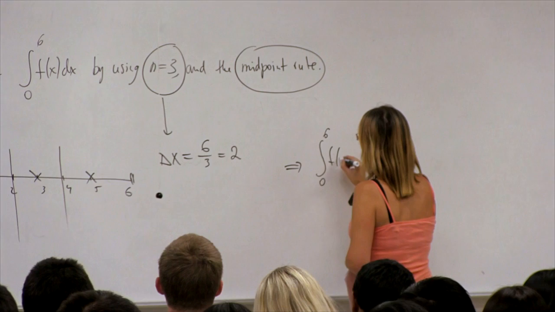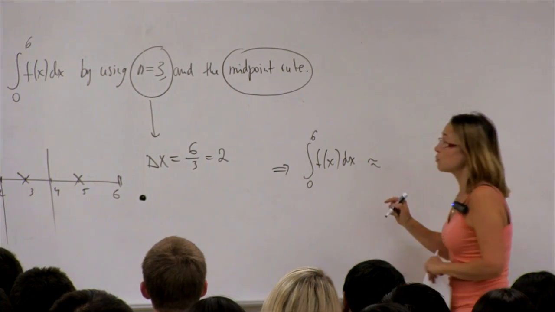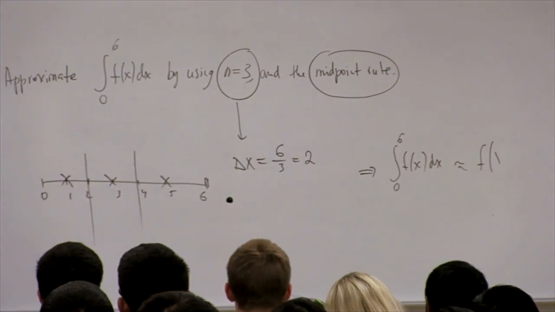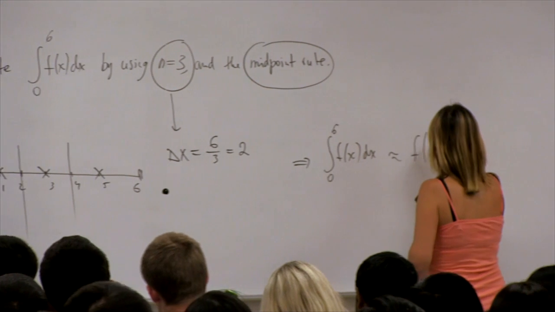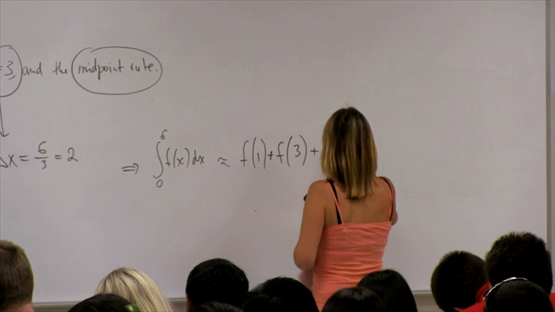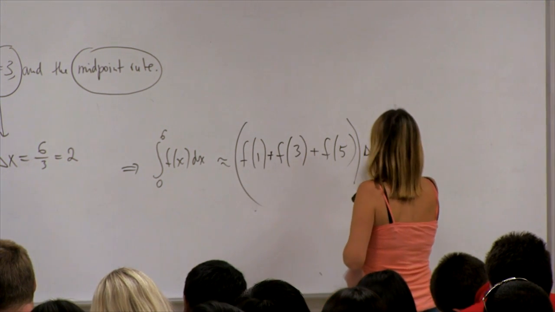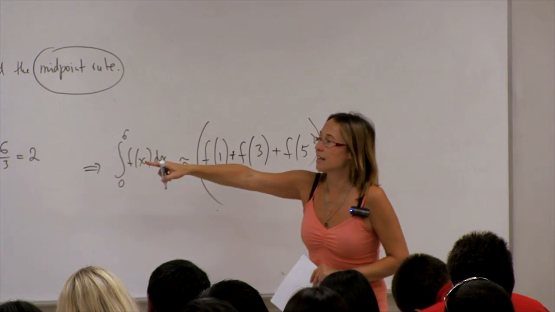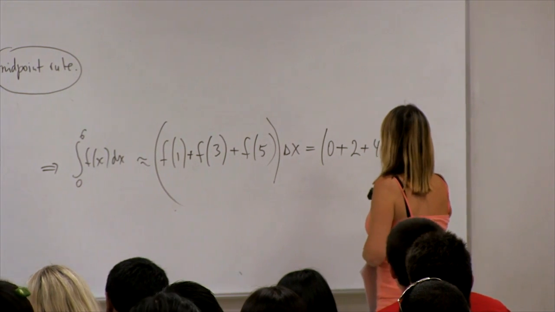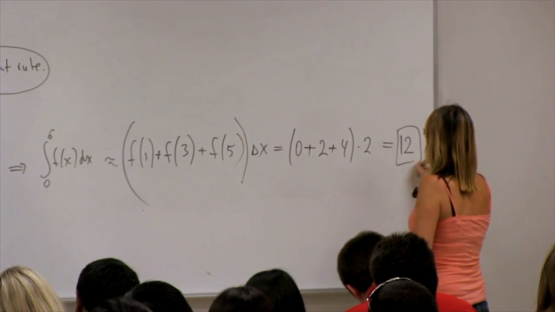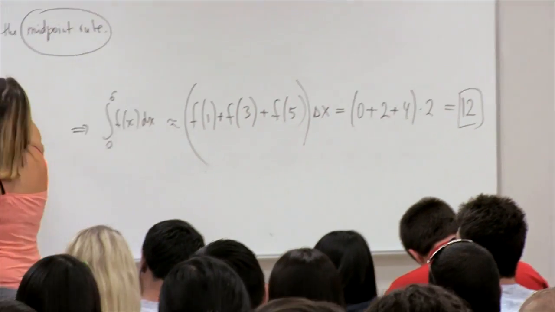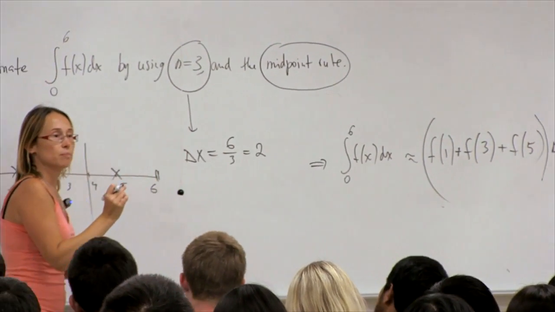So my integral f of x dx is going to be approximated by the following. f of 1 plus f of 3 plus f of 5 times delta x. Okay, and now I look at the table. What is it? 0 plus 2 plus 4 times 2 is 12. Okay, and I'm done. Okay, so 2 pieces of information: how many intervals I have and what rule I use.